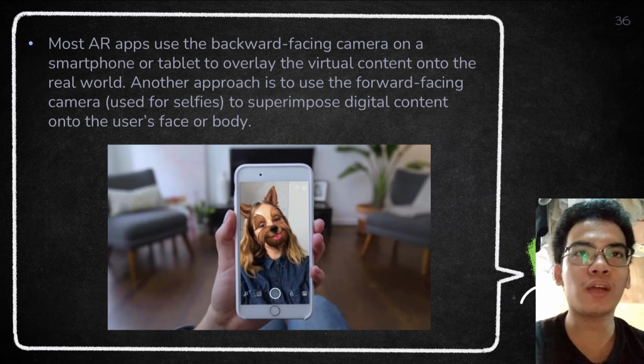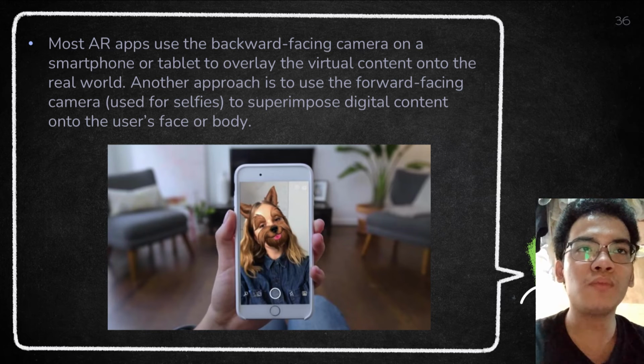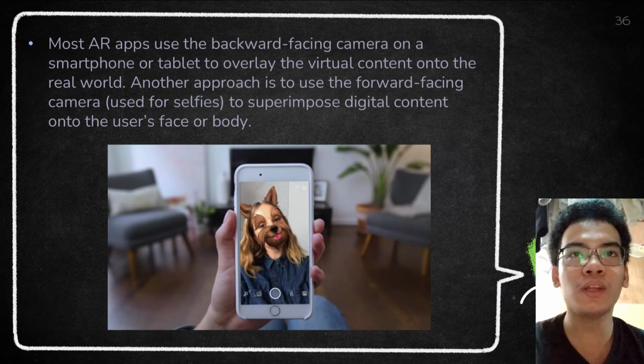This kind of virtual try-on works by analyzing the user's facial features and building a 2D or 3D model in real time. So when they move their head, the makeup or accessories appear to move with them as if they are really on their face.